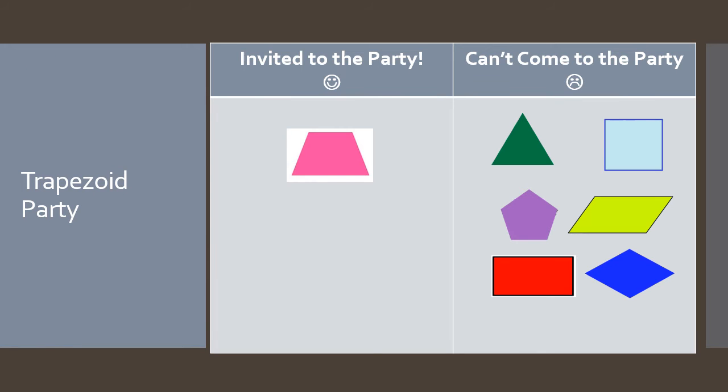Womp womp, it's also a lonely party because the only shape here that is both a quadrilateral and a trapezoid, so has 4 sides and only has 1 set of parallel sides, would be this pink one. The other shapes cannot fit because they either have too many sets of parallel sides or they're not even quadrilaterals.